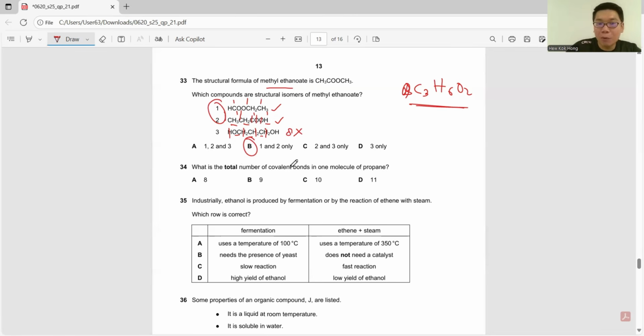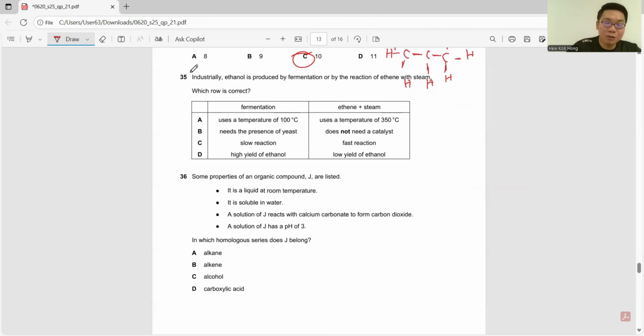34. What is the total number of covalent bonds in propane? Prop means 3 carbons, and the others have 8 hydrogens. Total number of covalent bonds: 1, 2, 3, 4, 5, 6, 7, 8, 9, 10. C.